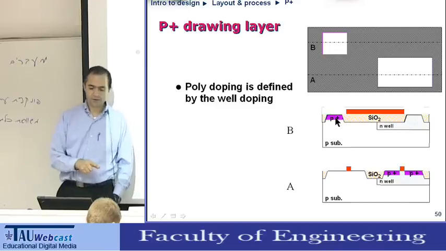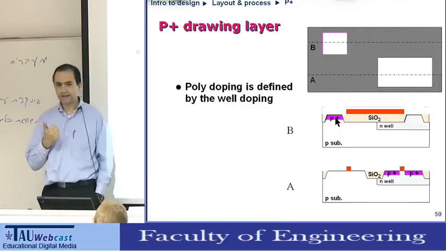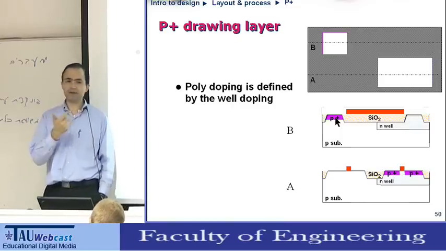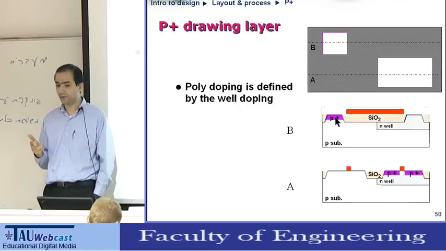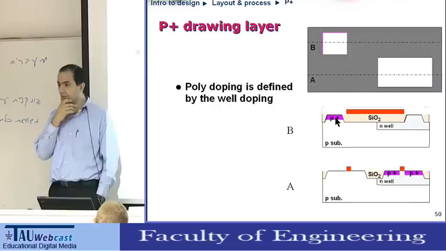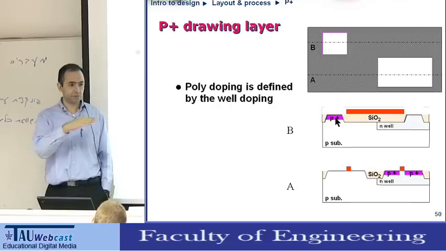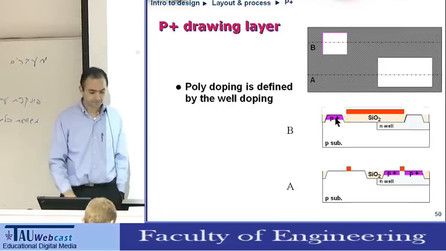Now, the poly will be partly implanted by P-type, partly implanted by N-type, and in some areas might not get implanted at all. And what we need to do is to eventually salicide it, have a layer on top of it that will allow a conduction between the N and P areas.